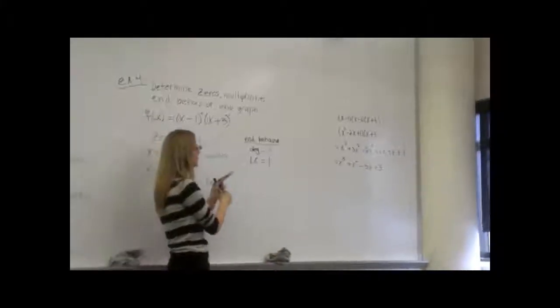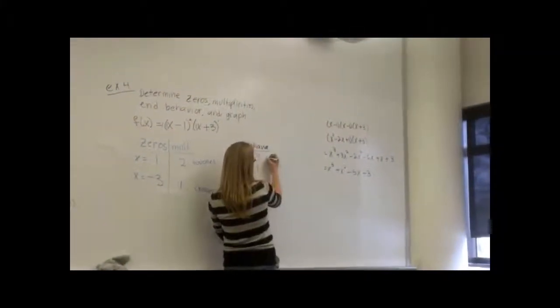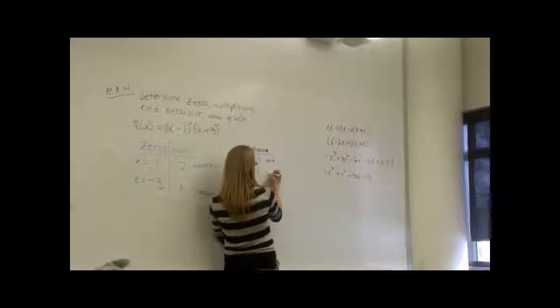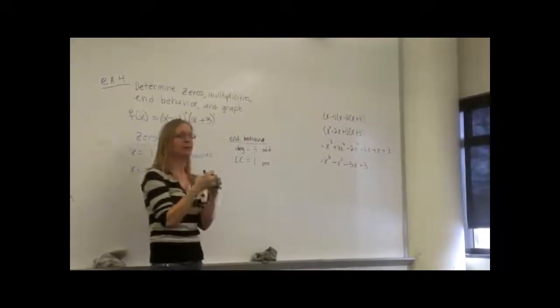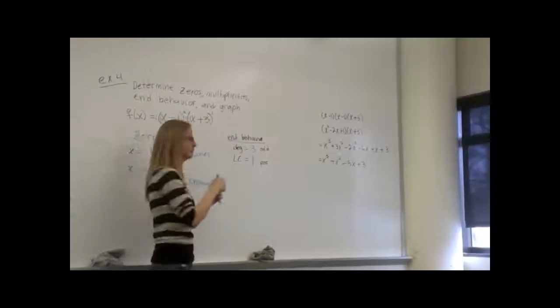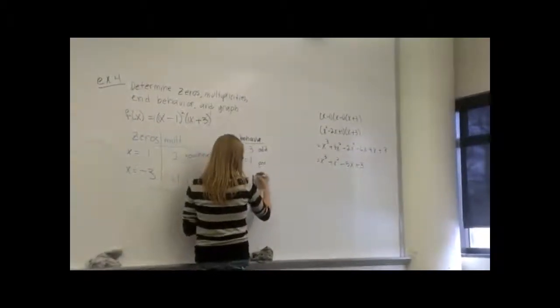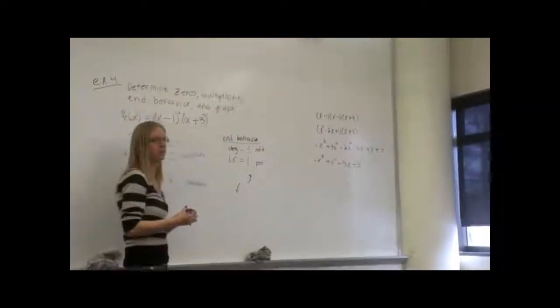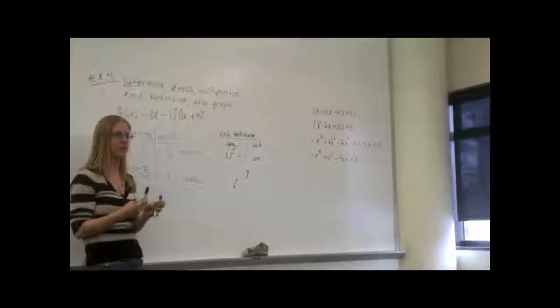So end behavior: the degree was 3, the leading coefficient was 1, so that means the degree was odd and the leading coefficient was positive. So what does my end behavior look like? What are the John Travoltas? It's going to be down to the left, up to the right. So that's my end behavior. You guys okay with that?